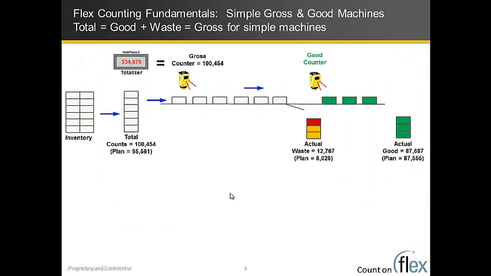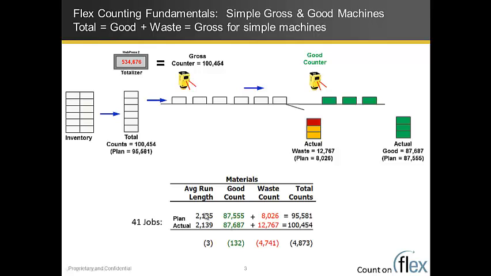We can see this in another example, a simple diagram. And in Flex, you'll see reports for material. So again, inventory for these 41 jobs. Customers had ordered 87,555. That was the plan to get produced. There was an allocation of about 8,000 for waste. That was both make ready and run waste. That total was 95,000 allocated out of inventory.